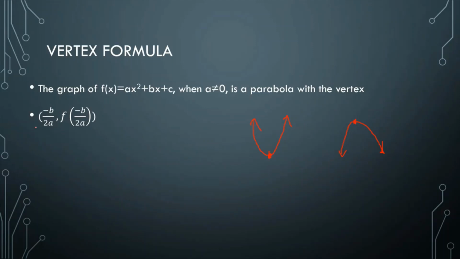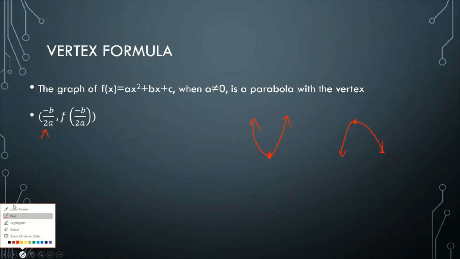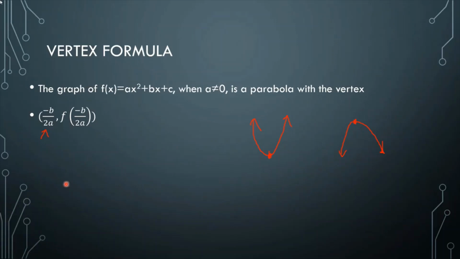And there's a formula when it's in this form. So this just means that your x is negative b over 2a, sometimes that's h, and then you have f of negative b over 2a, which just means that you take whatever you find here and you plug it into the function. And you'll see that when I work out an example. So let's look at an example.